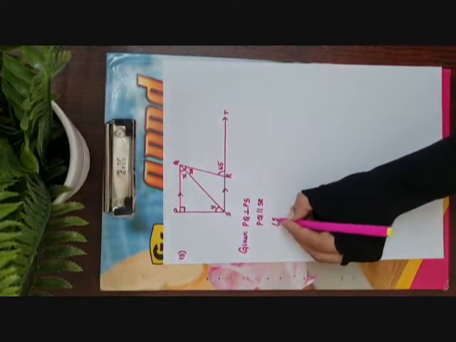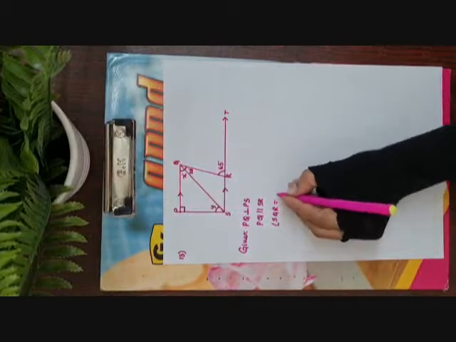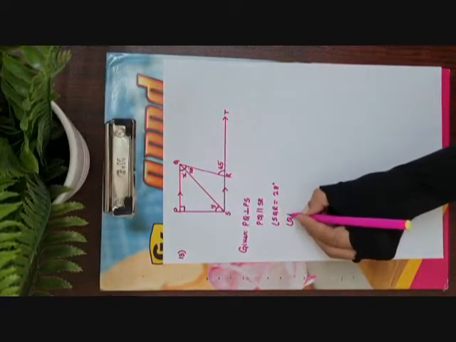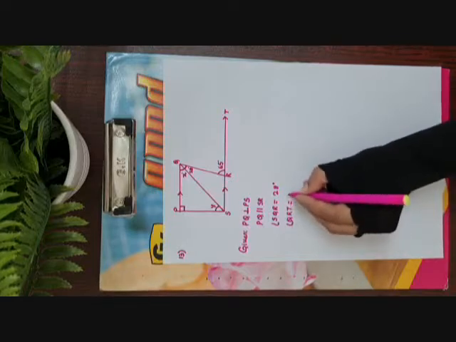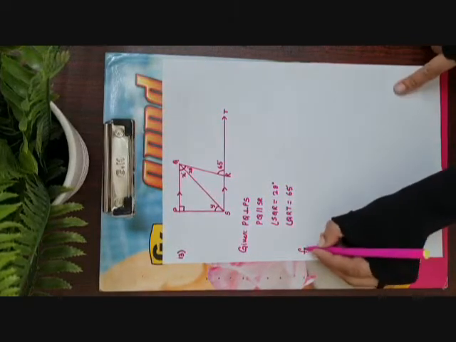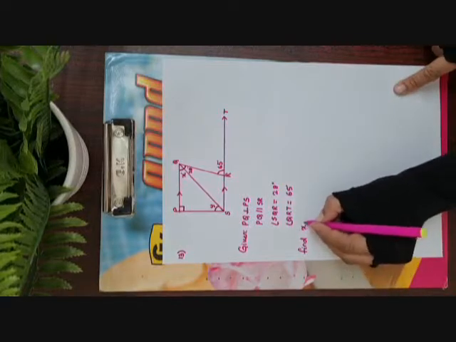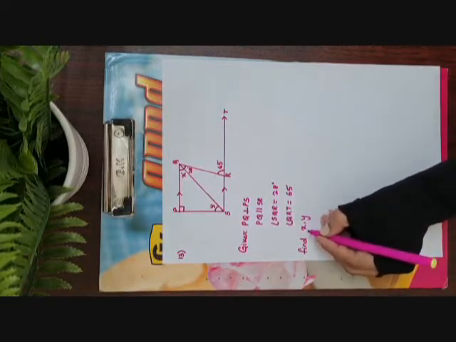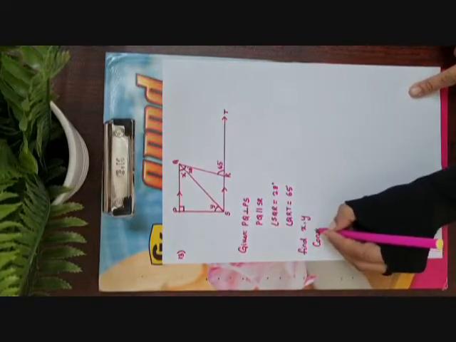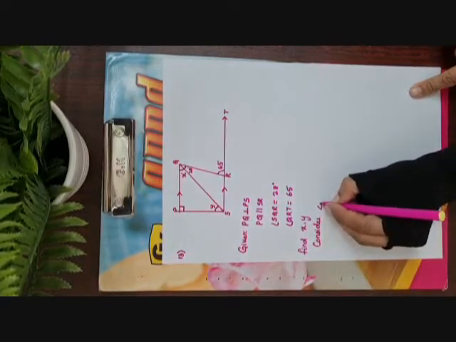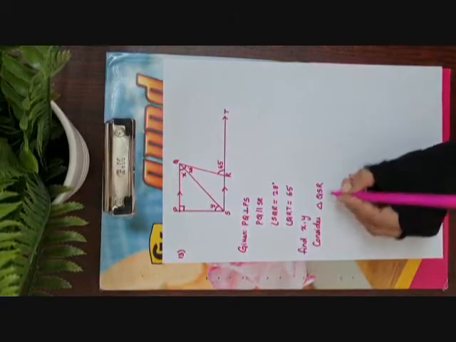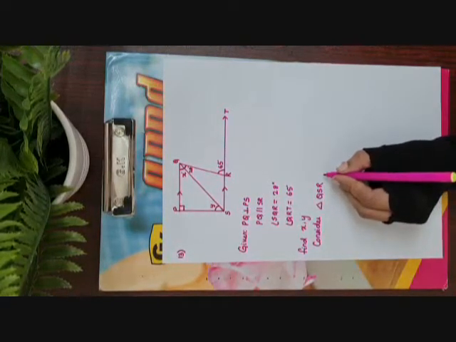And angle SQR is equal to 28 degrees. Angle QRT is equal to 65 degrees. Okay? We have to find X and Y. Is that clear, children? So let us consider triangle QSR.